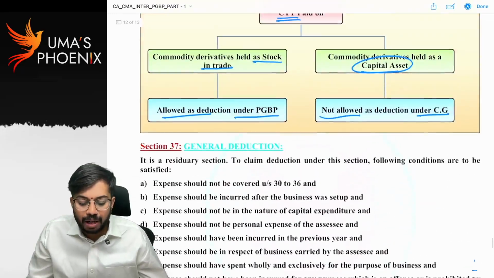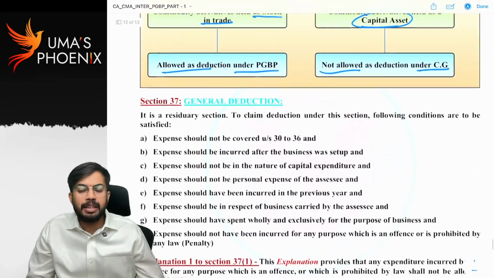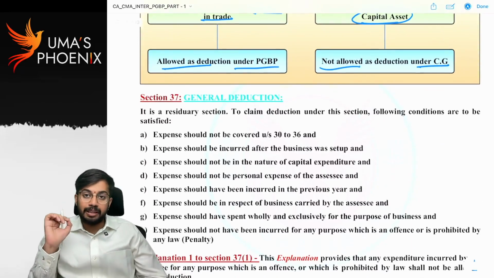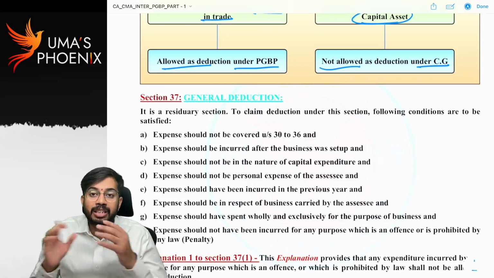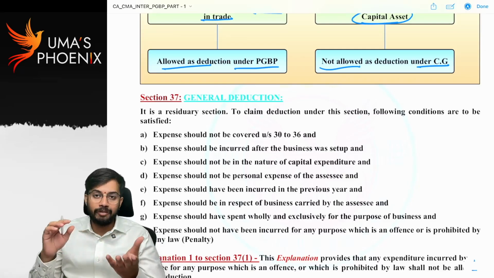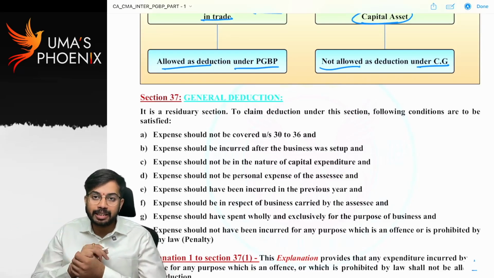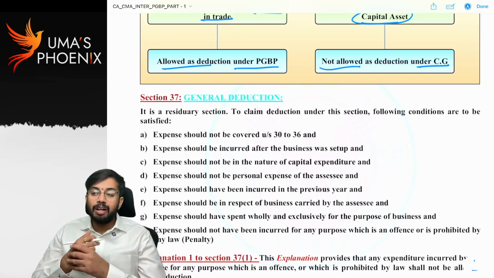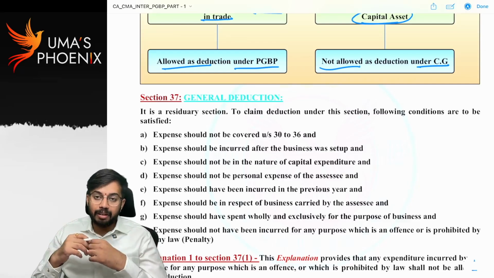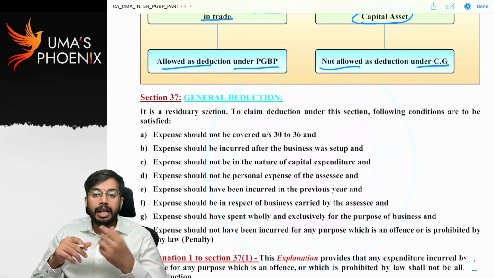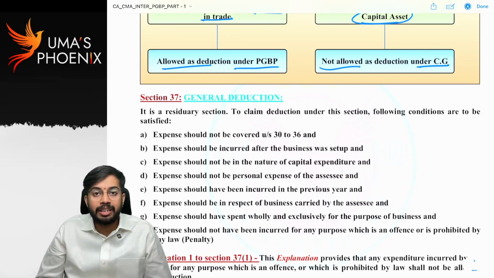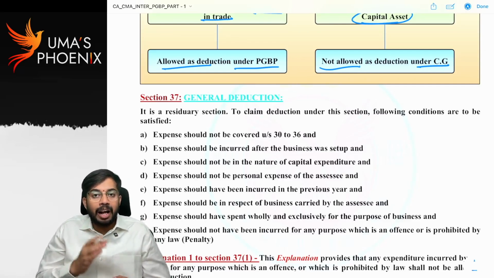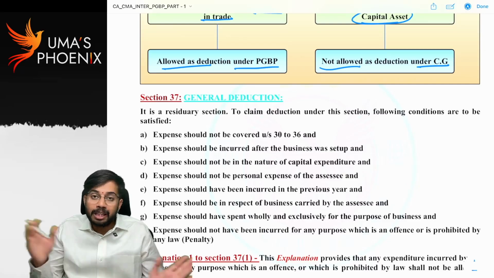Next. So whatever section 30 to 36 expenses are there, they are specific expenses. There are certain expenses which are not covered under section 30 to 36. Audit fees, our expenditure is there. Did we see audit fees from section 30 to 36? No. Transportation expenses are there. Telephone expenses are there. Printing and stationery expenses are there. Are these expenses covered under section 30 to 36? No. So if you go on writing expenses, numerous expenses are there.